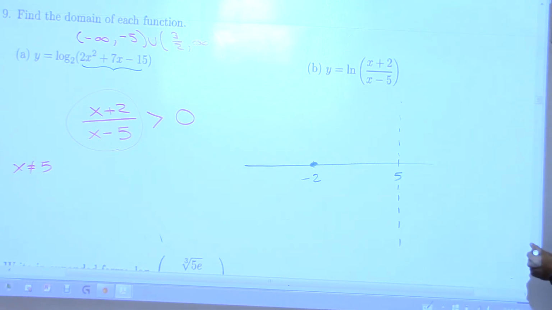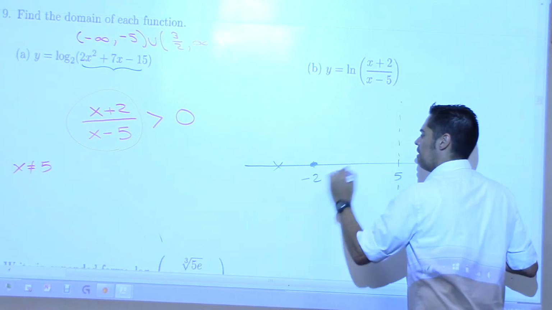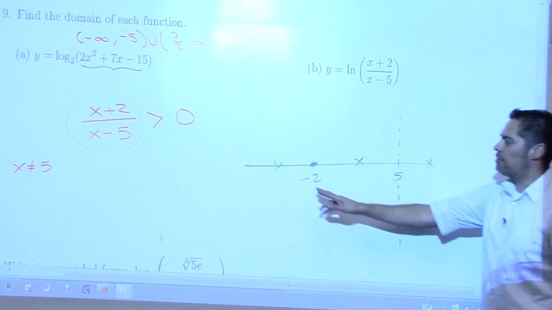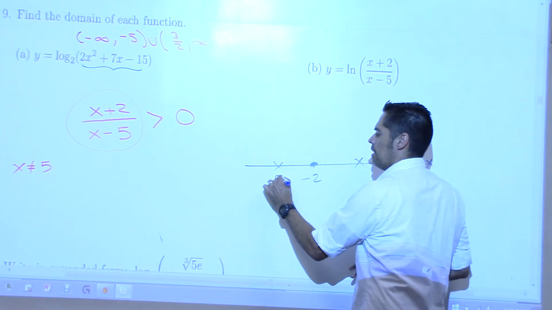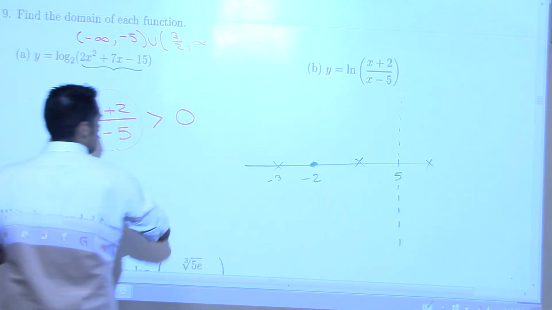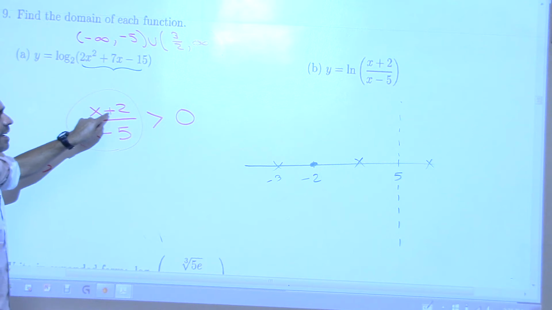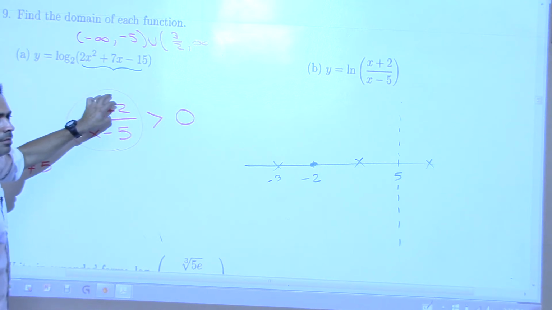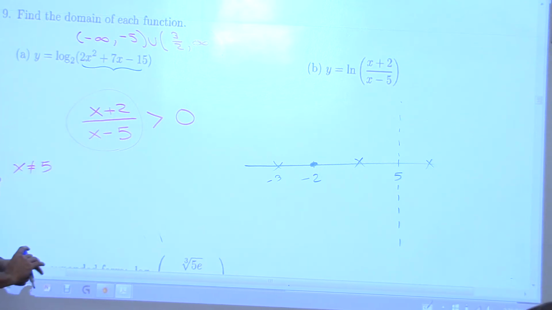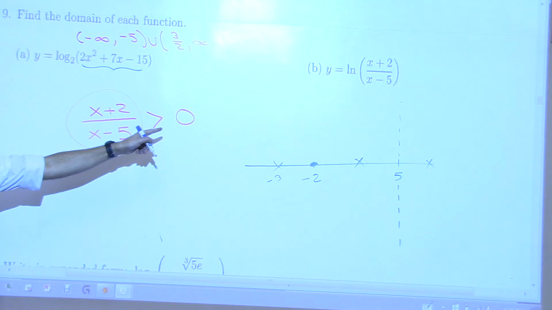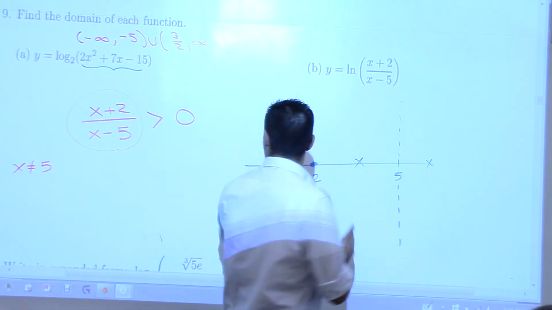And what you do now is you test some points here, here, and here, right? So let's plug in -3. What happens if you plug in -3 into this? Isn't the vertical asymptote at -2? No, that's the x-intercept, because that makes the top 0, but the bottom not. So it's a negative divided by negative, so it's positive. So this would work.